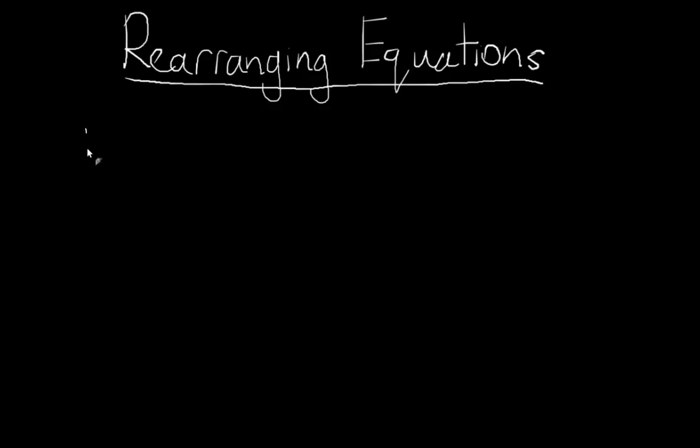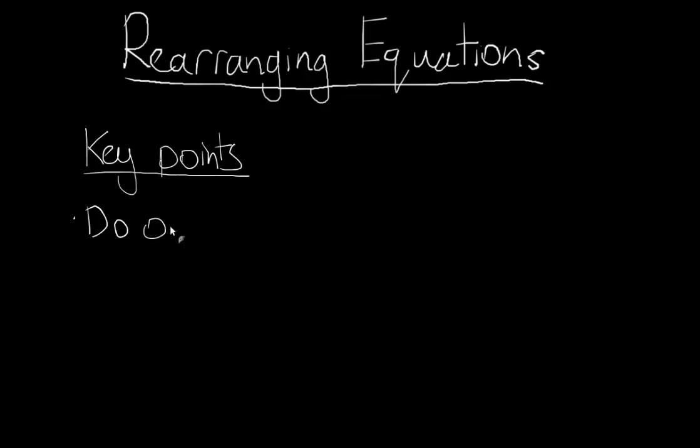So there's a few key points that I wanted to talk about before I showed you some examples. And I think if you can remember these key bits and have a good grasp of them, that really does help you out. The first thing is, all we're basically doing is doing the opposite to things to move them. So if something's times at the moment, then you want to divide to move it. If something is divided, then you're going to times to get rid of it. That kind of idea really helps you out.